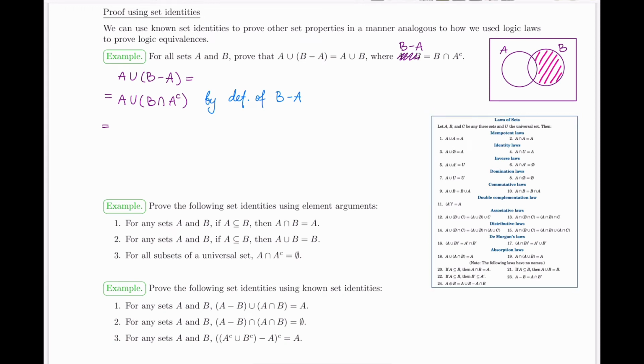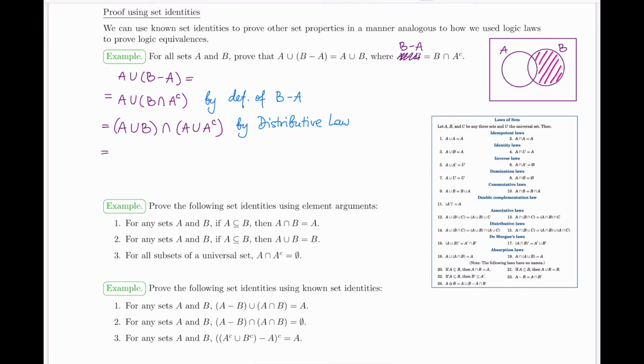What I have here is A union, some kind of intersection within the brackets. If I am going to open up the brackets, this is going to be an application of the distributive law, so one of these guys. And what I'm going to end up with is (A union B) intersection (A union not A), as I open the brackets. And again, I need to justify why I am able to do this. This is going to be by distributive law.